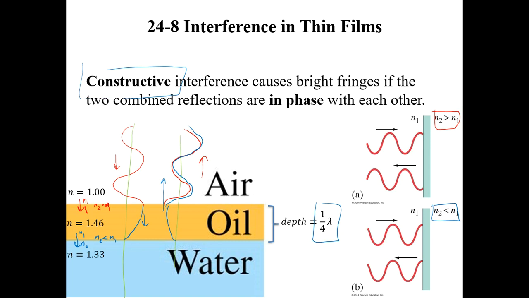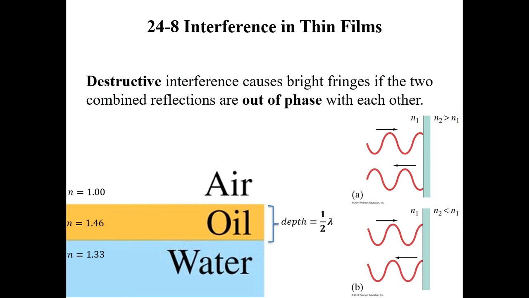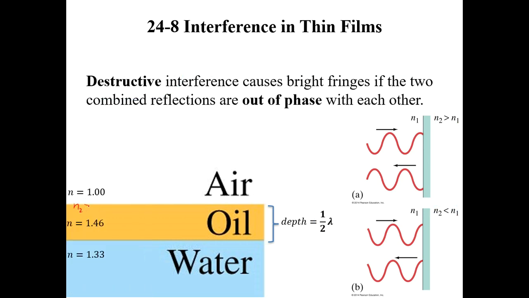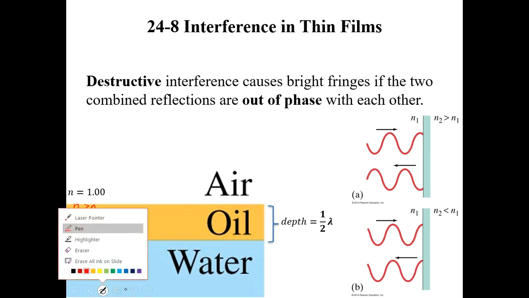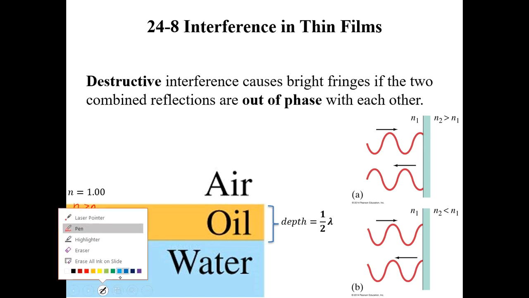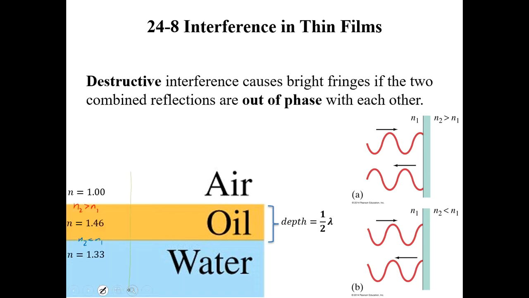But now I can vary the depth of this oil layer. Let's change it now so that the depth of that oil layer is half a wavelength. So let me come back here, just as a reminder. Here N2 is greater than N1 between the air and the oil, and between the oil and the water, N2 is less than N1. Oh, I need my guidelines first. Just make it easier for me to draw. Okay, so here we go.